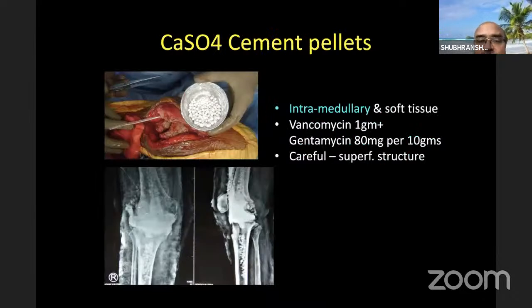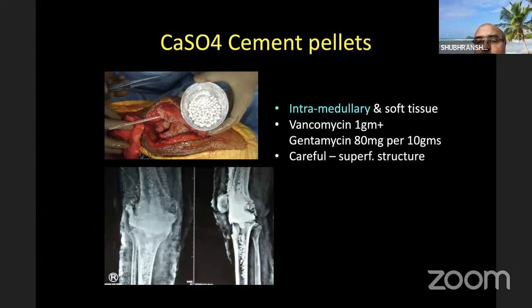These calcium sulfate pellets, we put in the intramedullary canal. This is, of course, another patient, not the same patient. This is how calcium sulfate pellets can be introduced into the intramedullary canal. That takes care of the intramedullary infection. Normally, for 10 grams of these calcium sulfate pellets, we add 1 gram of vancomycin and gentamicin 80 milligrams. But they recommend you can put around 200 to 240 milligrams of gentamicin and 2 grams of vancomycin in 10 grams of these calcium sulfate pellets.